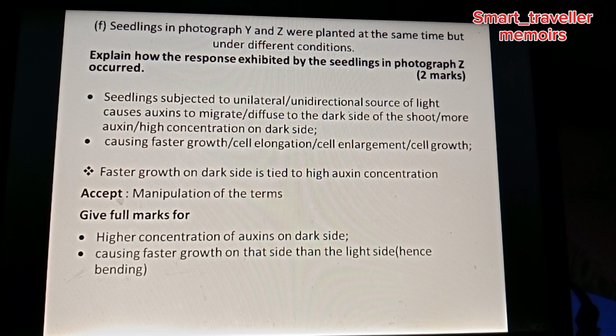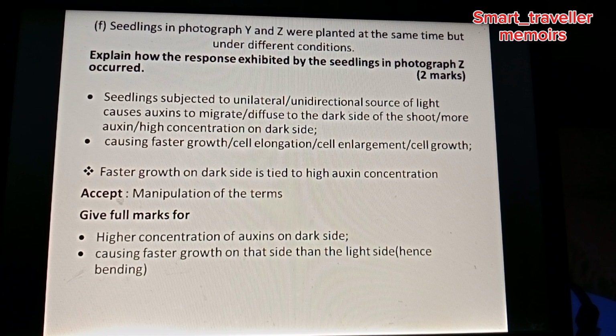All those ones. You see the strokes, please don't repeat the stroke. Causing faster growth, or cell elongation, or cell enlargement, or cell growth. Faster growth on dark side is tied to high auxin concentration. Accept manipulation of the terms. Okay? Just try to understand what the candidate wanted to bring out. If the candidate brings out that message, mark.